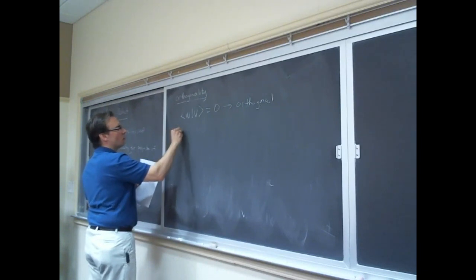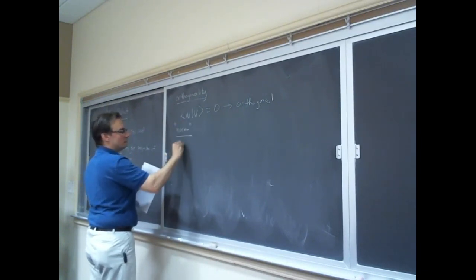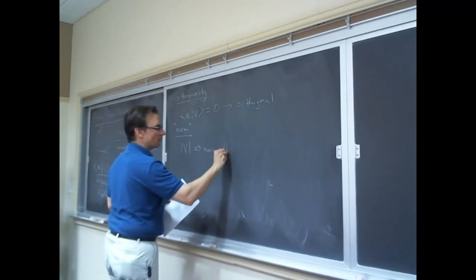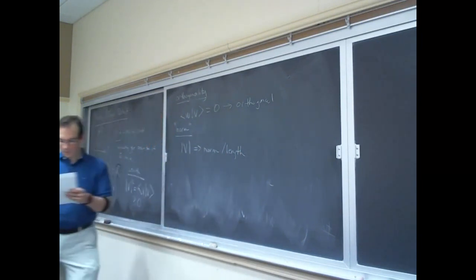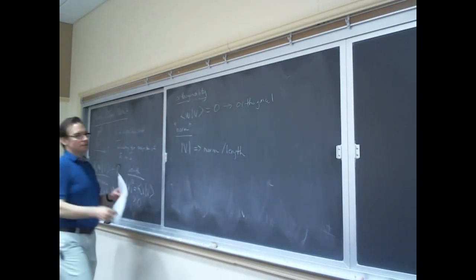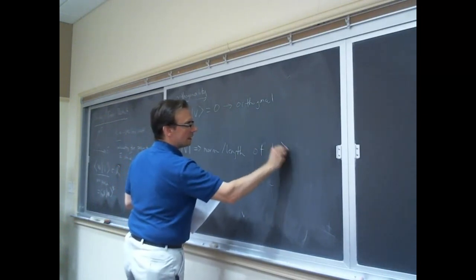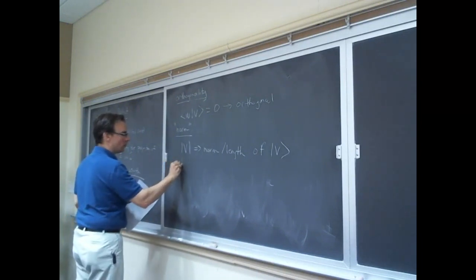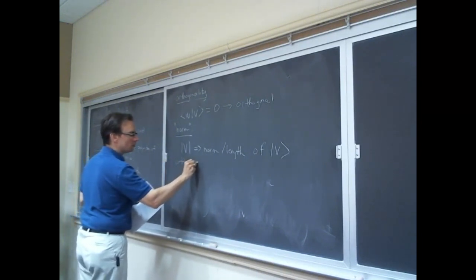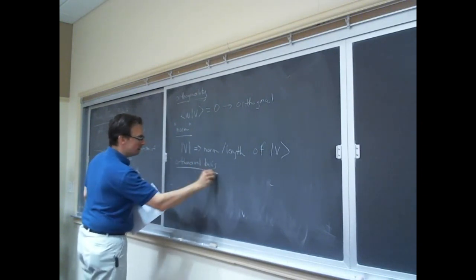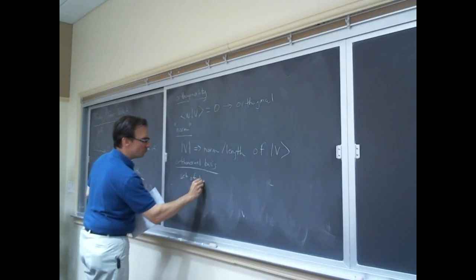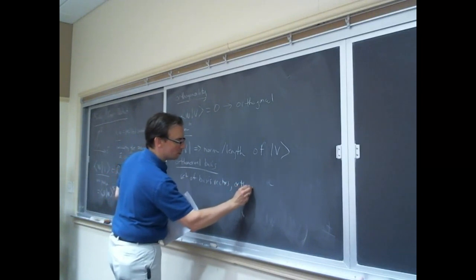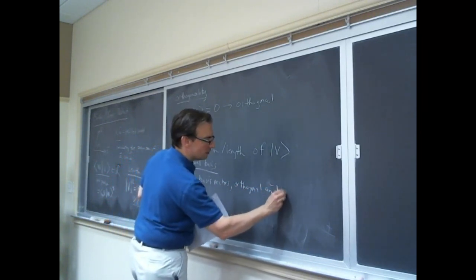Let's see, so the norm. The length of a vector is referred to as the norm, or the length, of ket V. And then finally an orthonormal basis. This is a set of basis vectors, all orthogonal and unit length.